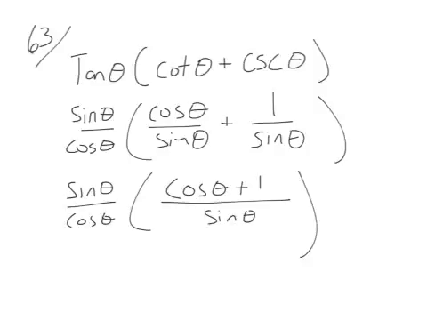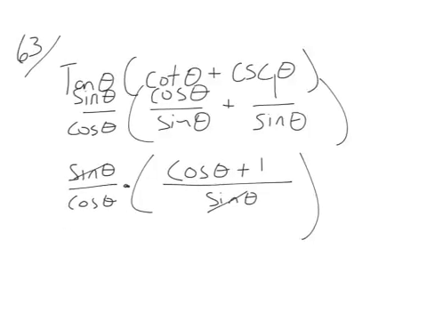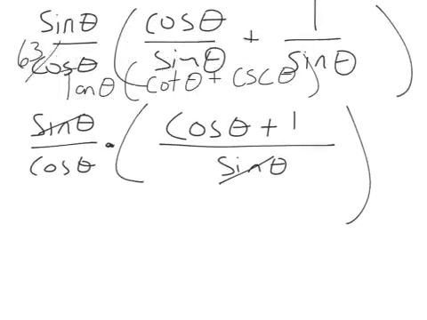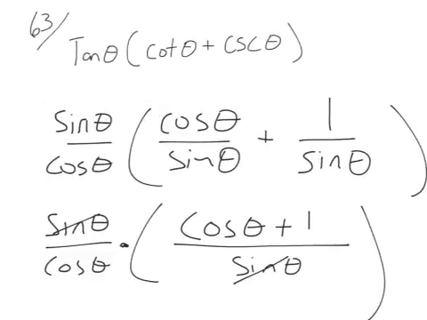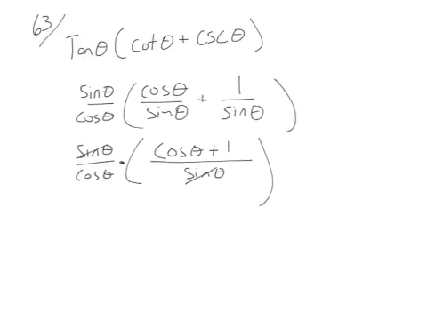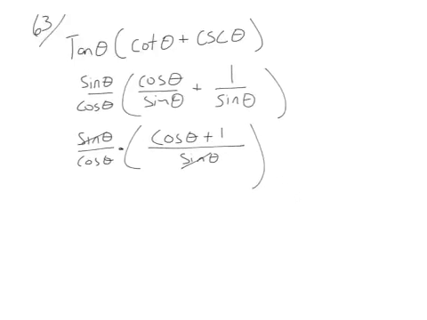And at this point, I can actually see that I am multiplying a sine and dividing a sine, so that would cancel. And therefore, I have cosine of theta plus 1 over cosine of theta.